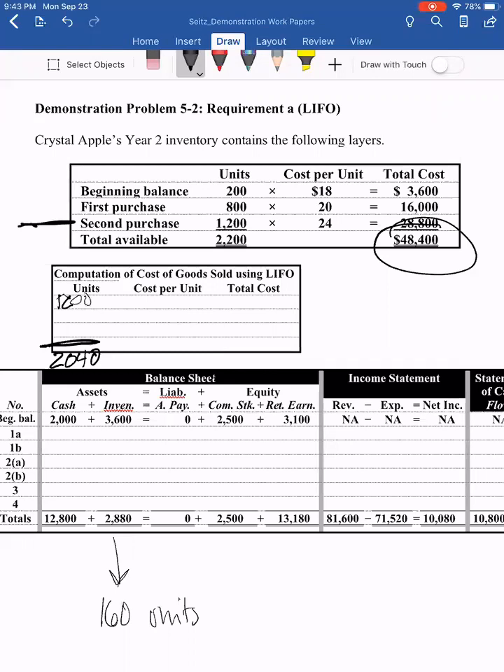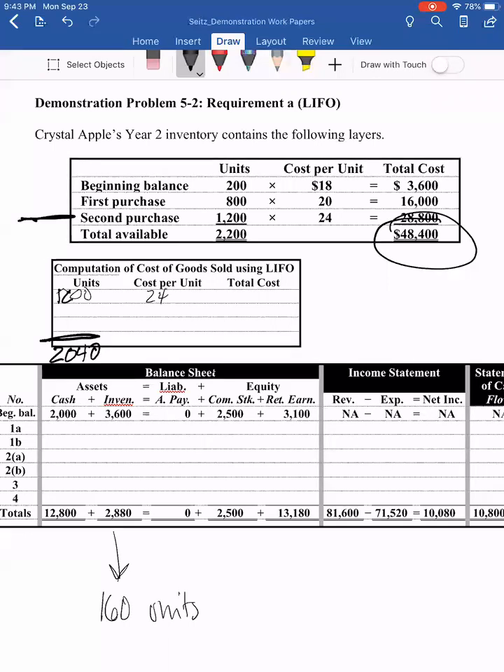So that's 1,200 units. The cost per unit is $24 per unit. So the total cost for those is $28,800. All right, I need to get to 2,040. So I'm at 1,200. I'm not quite there yet. So I'm going to go to the next layer, the first purchase. And out of that 800, I'm going to take the full 800 because that's going to get me to 2,000. Those cost me $20 a piece. So there's $16,000 worth of inventory. So I'm at 2,000 units.